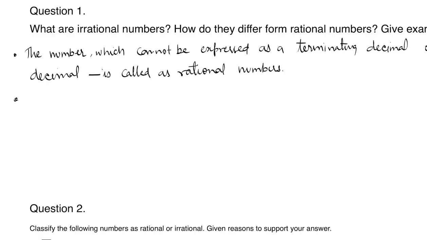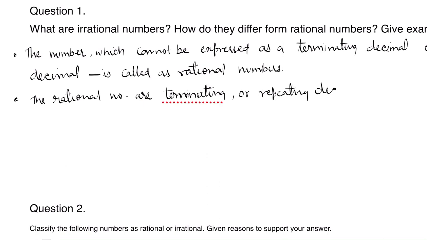So the difference is, rational numbers can be terminating, and if not terminating, then they must be repeating decimals. So the rational numbers are terminating, or if not, then they must be repeating decimals. Okay, these are known as rational numbers.